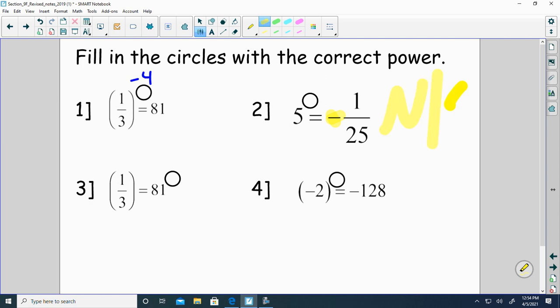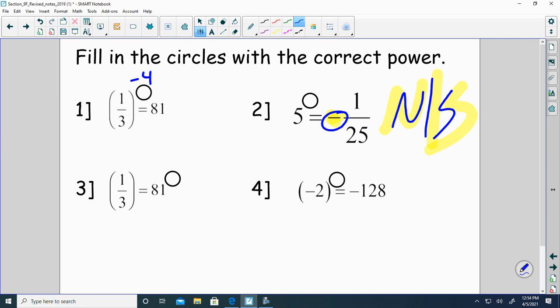No solution. Make it better than that. Make it this: no solution. It's no solution because of that negative right there. I can raise 5 to an exponent and make it a fraction by making it a negative exponent, but I cannot raise 5 to an exponent to make a negative base of a number.